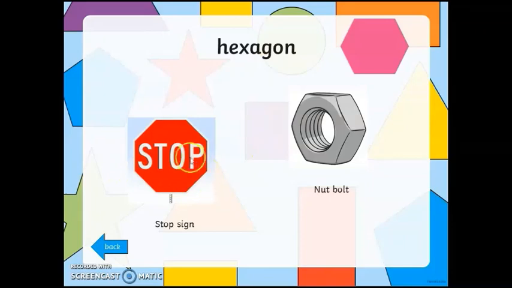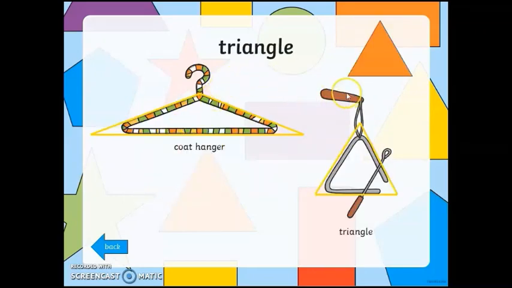For hexagon, we have 2 shapes. Dear student, this sign is well familiar to us because whenever we cross the road or you go to the school, the sign is there to make you stop or make the car stop. And it is hexagon in shape. And this nut bolt, as you can see, is also hexagon in shape. It has 6 sides.